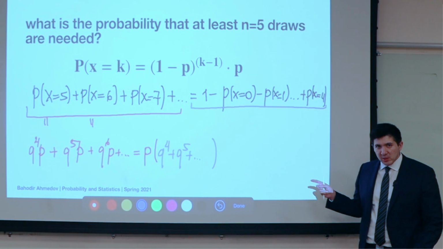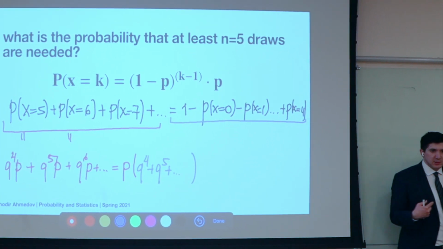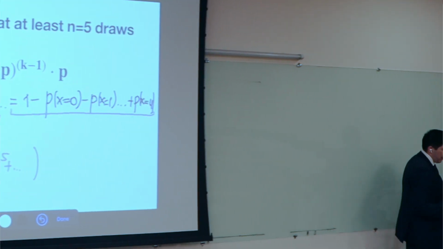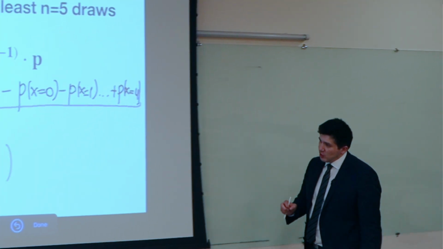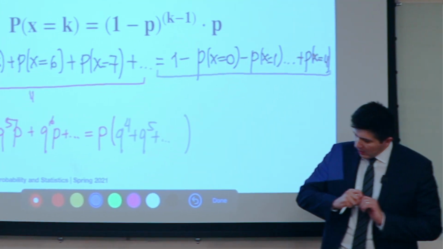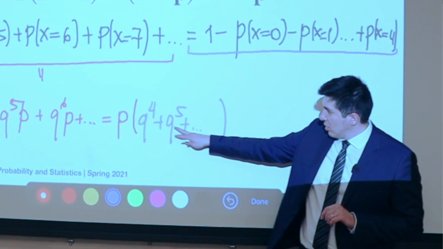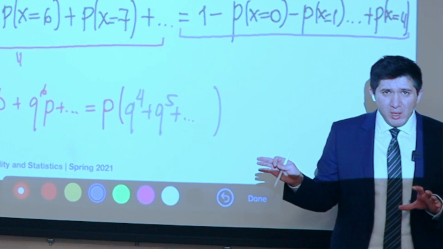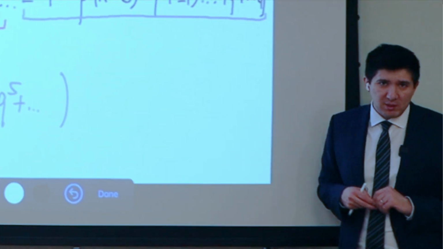q5 is obtained by multiplying q4 by q. q6 is obtained by multiplying q5 by q, and so on. So this is called a geometric series, and it is not just any geometric series. It is a geometric series which goes on to infinity, and it tends to zero, since q is a number between 0 and 1. At infinity, its limit is equal to 0.